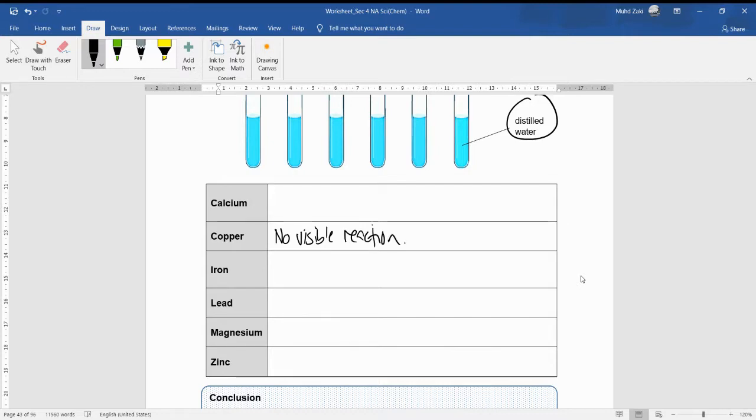Although there's a very super slow reaction, if you didn't see the reaction, you have to write down no visible reaction. For iron, iron will rust in water, but the rusting doesn't take place immediately. It takes time. Likewise for lead. Lead is used in the fishing line, the weights. If you recall, fishermen don't usually replace the fishing weight. So it doesn't react with water.